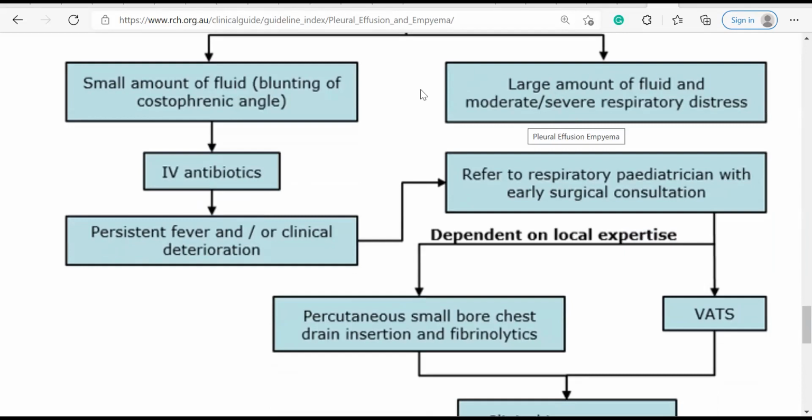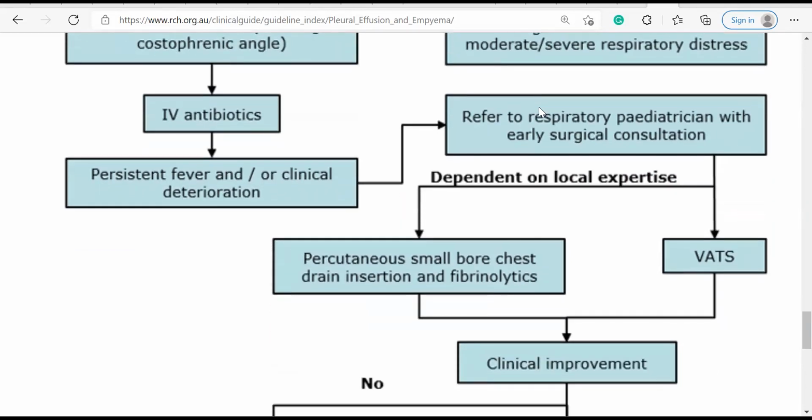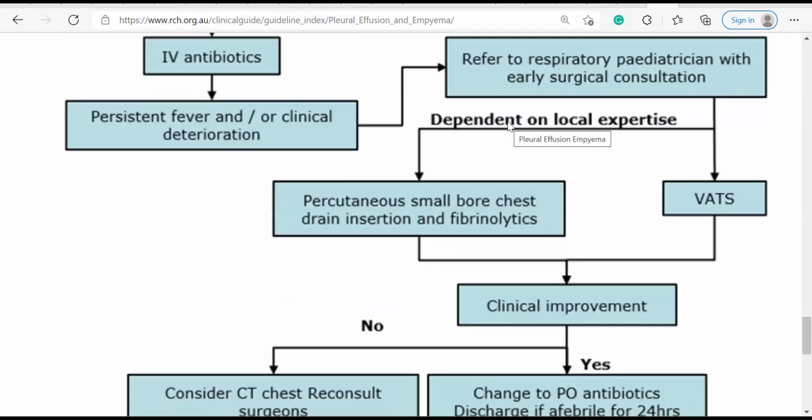But if you find out in the chest ultrasound that the child has a large amount of pleural fluid, and that's also causing moderate or severe respiratory distress, then you can't just give antibiotic, you need to drain that fluid. Can you drain that? No. In Australia, you would never ever touch this child. You have to refer this patient to a pediatrician, a respiratory pediatrician.